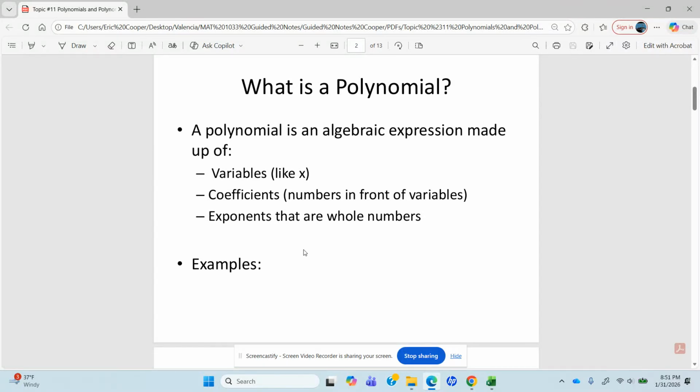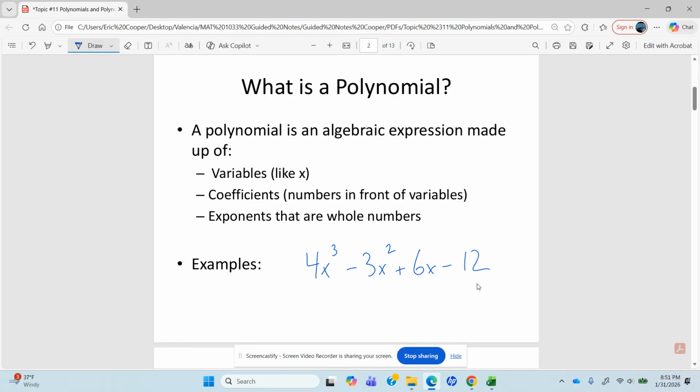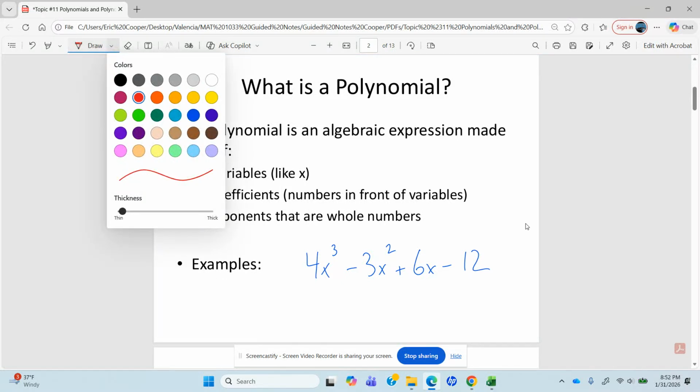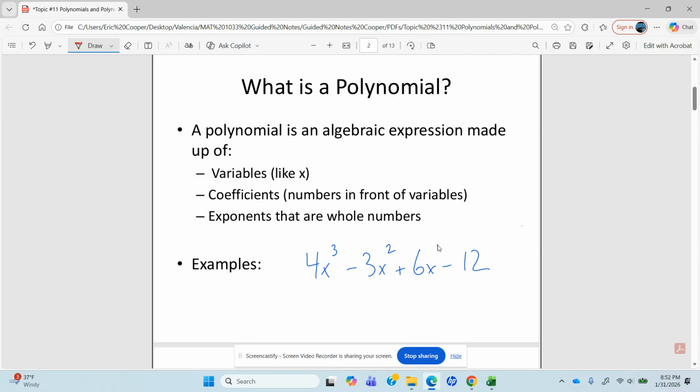So for example, if I gave you 4x cubed minus 3x squared plus 6x minus 12, this would be an example of a polynomial. We have variables, which in this case would be x. The coefficients are these numbers in front, 4, negative 3, 6, and negative 12. And if you notice, all of our exponents are whole numbers here. And again, remember, if I have a variable that doesn't have an exponent, we can pretend like that is a 1.